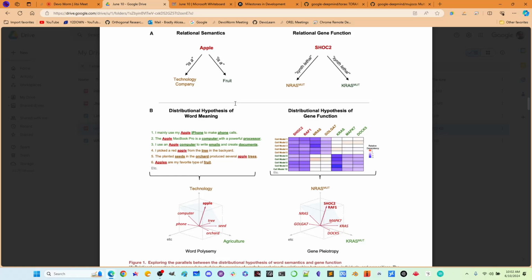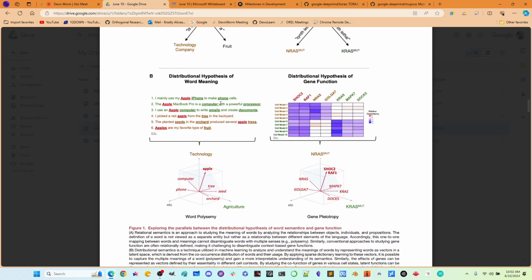If you think about this in the distributional way, which is the newer way, you actually want to get a distribution of where apple is used in sentences, in context. So you have the word apple, and you have these 6 sentences that they pick out, and it provides different contexts for the word apple. The first one is, I mainly use my Apple iPhone to make phone calls. So it's clearly referring to the technology company and one of their products, and doing something active with it.